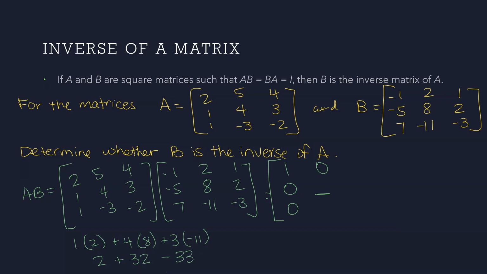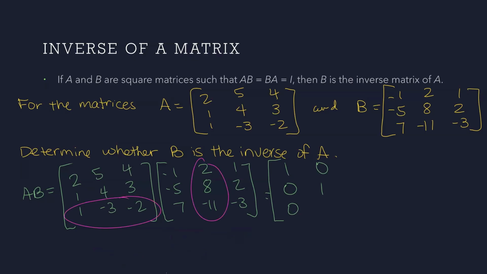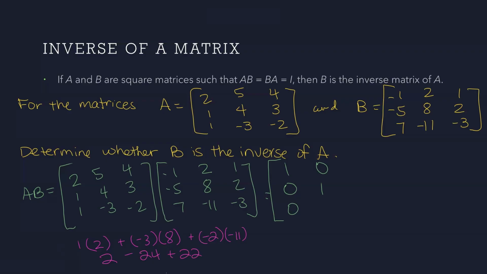All right, now I'll keep going. Third row, second column. So 1 times 2, -3 times 8, -2 times -11. So 2 minus 24 plus 22 is 0.